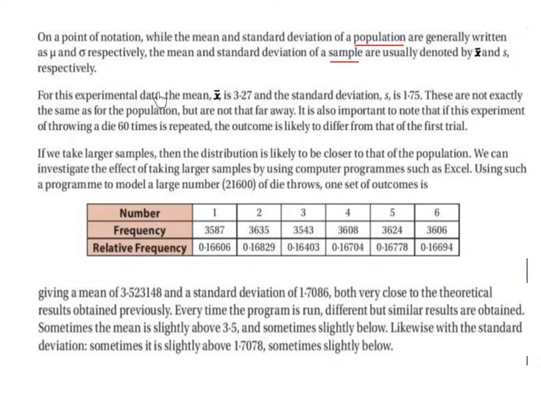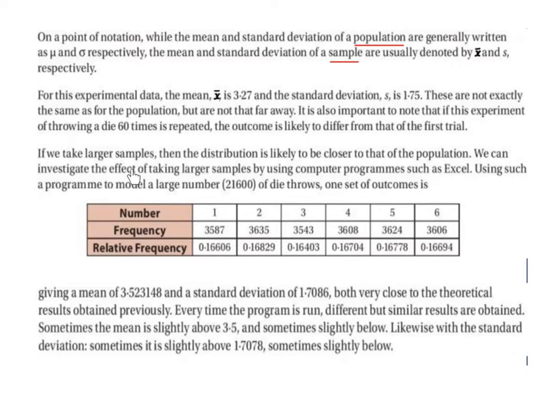For this experimental data, the mean X bar is 3.27 and the standard deviation S is 1.75. These are not exactly the same as for the population, but they're not far away. It is also important to note that if this experiment of throwing a die 60 times is repeated, the outcome is likely to differ from that of the first trial.